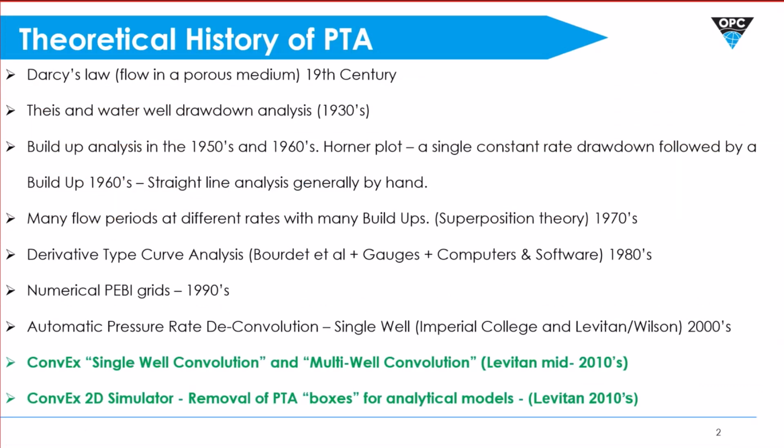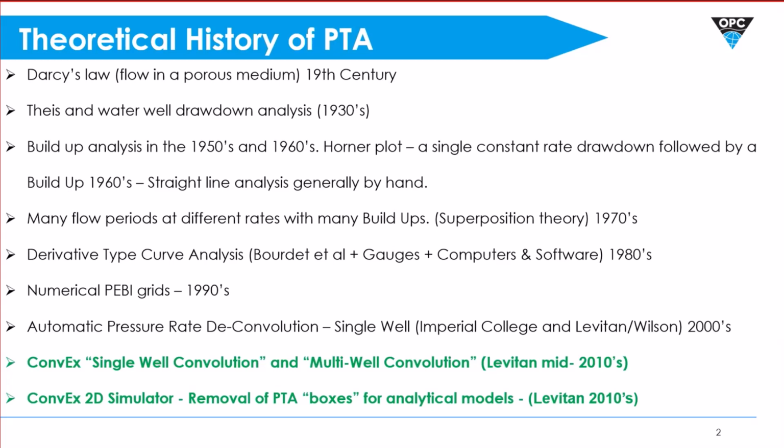In the 19th century, we had Darcy's law, and that was flow in a porous medium. In the 1930s, we started doing water well drawdown analysis. In the 50s and 60s, we started focusing on build-up analysis, and that was typically using a Horner plot. That was a single constant rate drawdown followed by a build-up. We applied straight line analysis, generally by hand, to calculate our K and our skin.